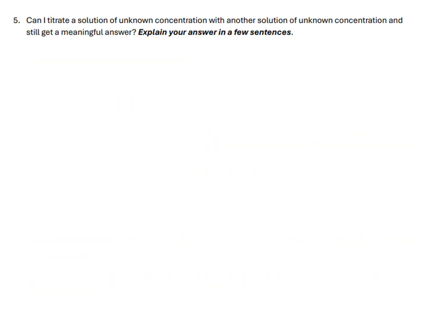All right, so next one is just a written answer. It wants to know if you can titrate a solution of unknown concentration with another solution of unknown concentration and still get a meaningful answer. So this is to find out if you understand what the point behind your titration is. Notice it says explain your answer in a few sentences. Don't just say no. Don't just have 2 or 3 words. I want sentences. Explain your reasoning. And try to write neatly. Some of your handwriting is making me question whether I need to get my glasses updated.